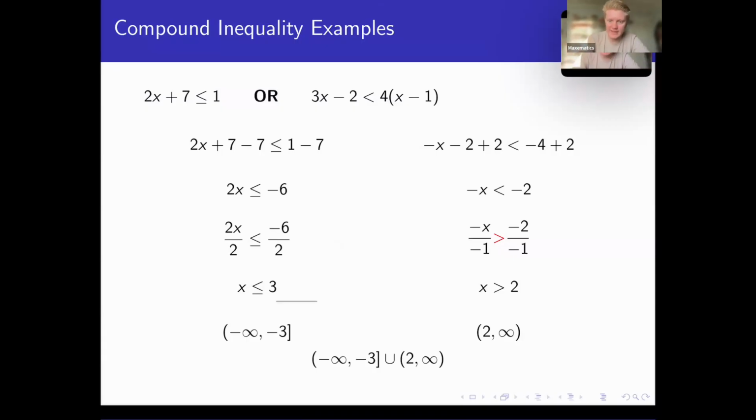So here's what "or" is saying. It's saying that we can choose any value in this solution set, and at least one of these two things is true. Maybe not necessarily both of them, but at least one of them is true. So for example, if we plug in -5, well, 2 times -5 is -10, -10 plus 7 is -3, and now -3 is less than or equal to 1. So this is satisfied. Okay, well, if we plug in -5 here, 3 times -5 is -15, -15 minus 2 is -17, okay? -5 minus 1 is -6. 4 times -6 is -24.